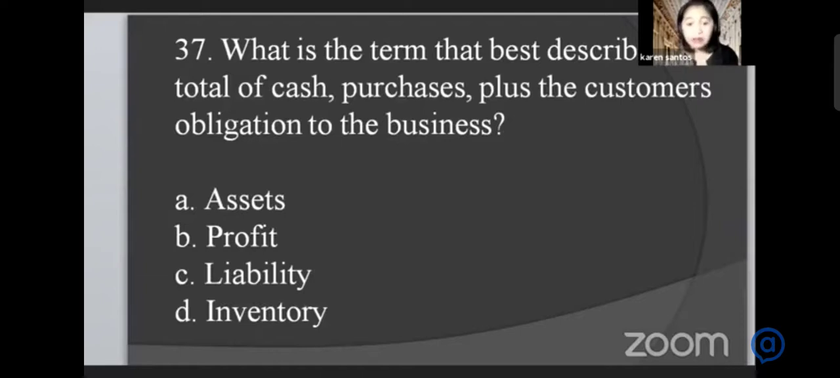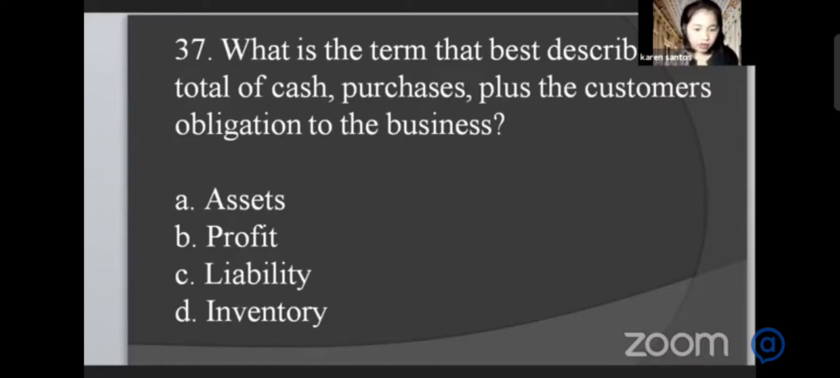And the liability, alam natin kung anong meaning ng liability. So this is the obligation of the company or the organization, which is the amount that we owe to the lenders and suppliers. So ito yung mga hiniram natin. For example, bank debt, mortgage debt, and money owed to suppliers. And when we say inventory, this is the term for goods available for sale and raw materials used to produce goods available for sale.